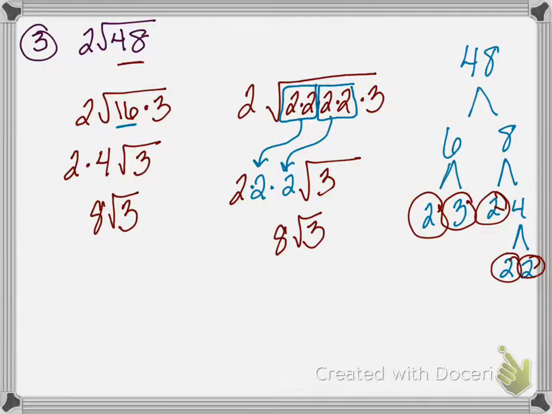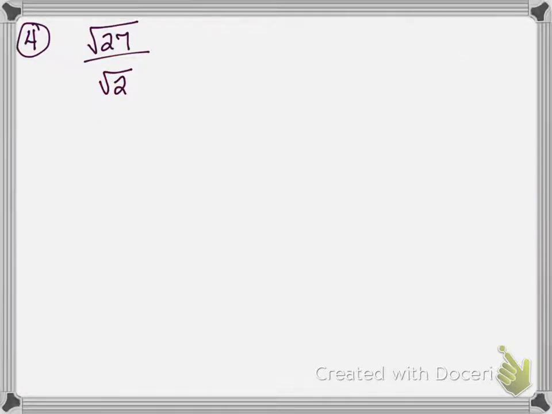Okay, number 4. I have the square root of 27 over the square root of 2. What we're going to do here is get rid of that square root of 2. Something is not fully simplified unless we have eliminated the square roots in the denominator. So here I've got the square root of 2 in the denominator, so I have to get rid of that. So my square root of 2, I am going to multiply it by the square root of 2, because when I multiply square root of 2 times square root of 2, I get 2, which is what I want. But I can't multiply the denominator by something and not multiply the numerator.